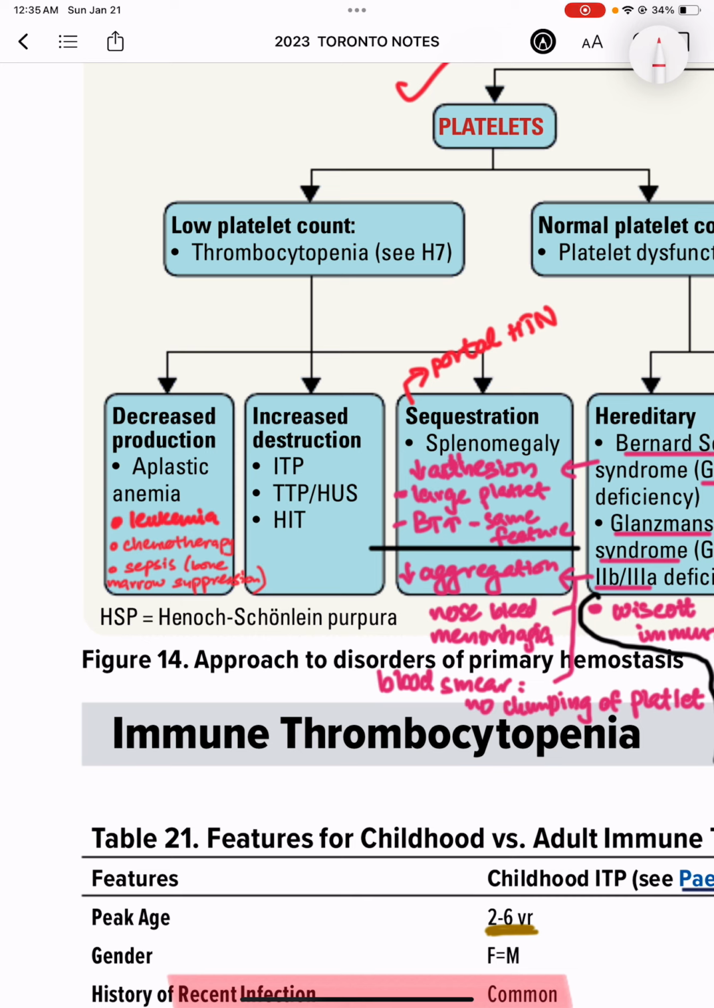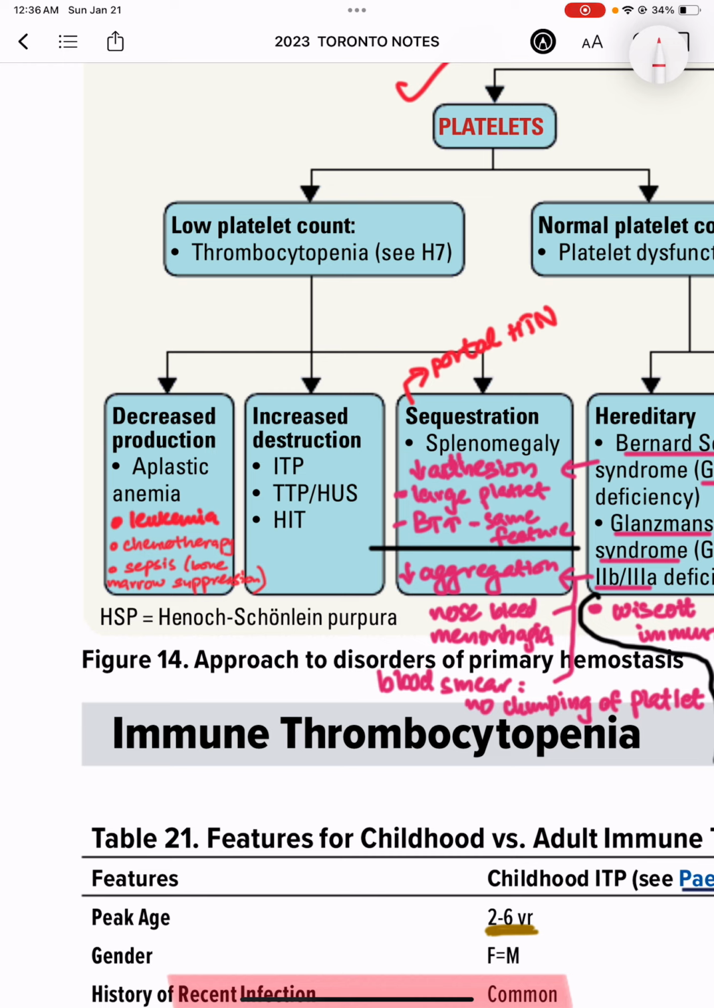Talking about low platelet count, thrombocytopenia. In the first place, the platelets are not being produced in an appropriate amount. So there is decreased production, as in aplastic anemia. It can happen in leukemia too, if the patient is having chemotherapy, and it can also happen in sepsis, because there will be bone marrow suppression. So there will be decreased production of the platelets. Other than that, there could be another scenario in which the platelet count is low because of increased destruction. Platelets are being destroyed more and more, like in ITP, TTP, HUS, and HIT.